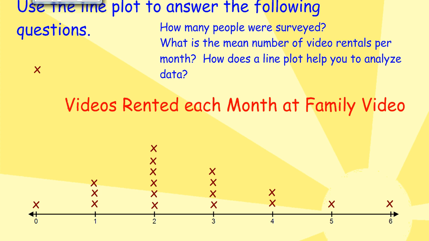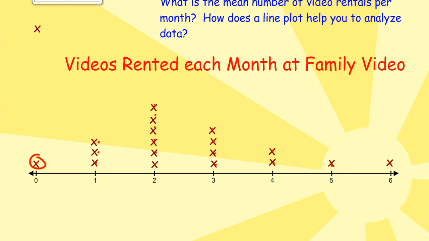Okay, so did you figure out how many people were surveyed? That's right. All you had to do was count the X's. So we have 1, 2, 3, 4, 5, 6, 7, 8, 9, 10, 11, 12, 13, 14, 15, 16, 17, and 18 people were surveyed here. Now, what is the mean number of video rentals per month? Well, we're going to have to find the sum and then divide by 18 since there were 18 people surveyed.